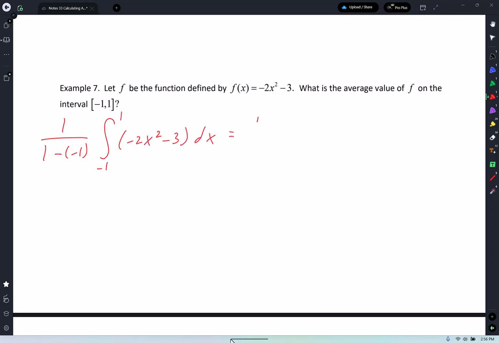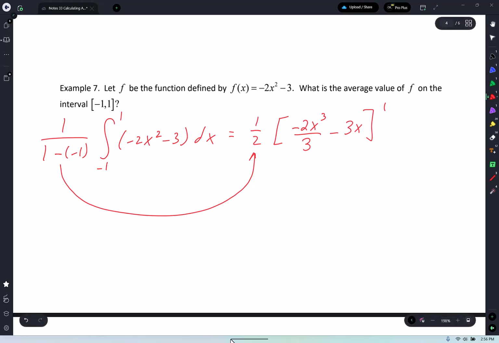So I have 1/2. That 1/2 is this guy. Here's my bracket for the antiderivative of the inside. So negative 2x to the third power divided by 3 minus, what's the antiderivative of 3? 3x. From -1 to 1. There is a hack in here. Maybe we'll try the hack afterwards, but only if you see it.